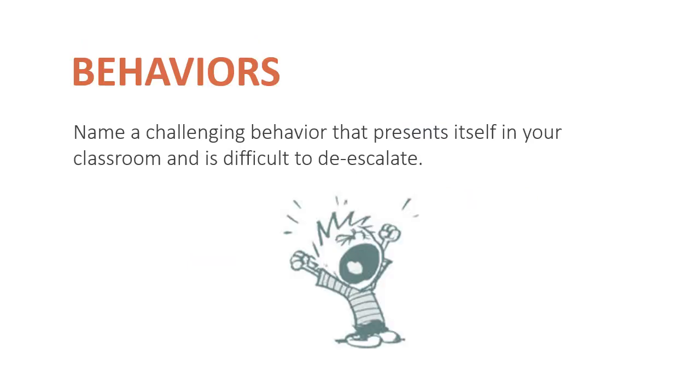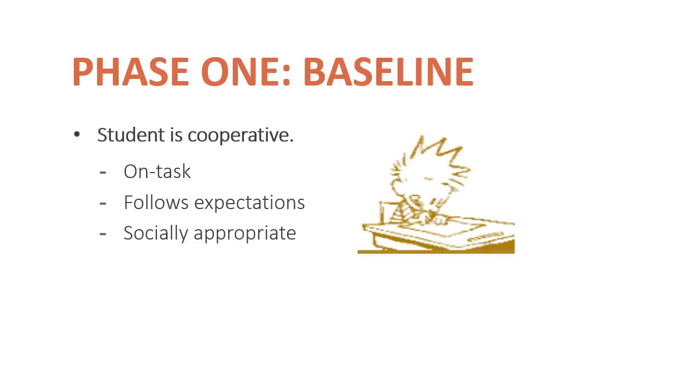So looking at this, there are a number of challenging behaviors that can present themselves in a classroom and are difficult to de-escalate. And I think everyone who is an educator knows that to be true. So I want to look a little bit closer at these different points that we just looked at on the graph and talk about behaviors that coincide with them.